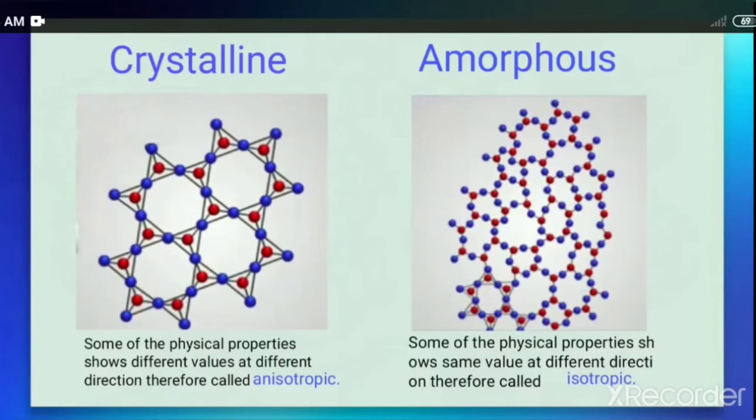But in the case of amorphous solids, the physical property shows the same value in different directions, therefore they are called isotropic. Here in this definition, the direction changed a little bit in the editing. It is not seen, so just correct it.